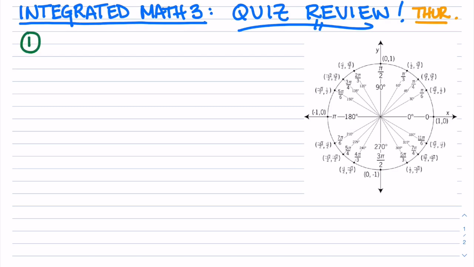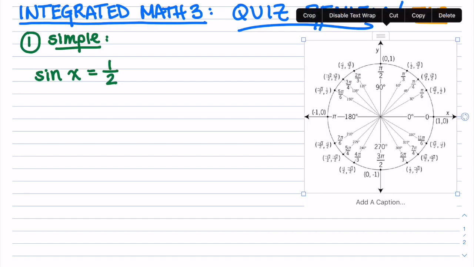So the first one, I'm just going to call very simple trig functions. So what I mean by these types are, for example, ones like this. Let's say I said sine of x is equal to 1/2. And these are types that you could easily just look at the unit circle. That's why I put the circle here for us. And you would be able to tell where the answers are.